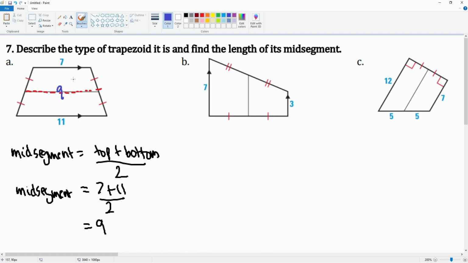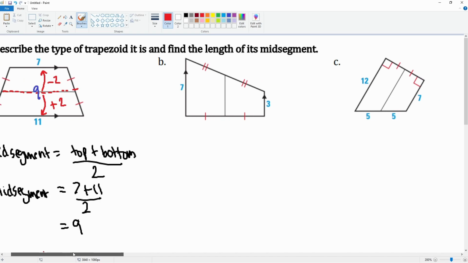There's an interesting way to think about this. What is the distance from 9 to 7? Well, we go up here, we minus 2. Same thing here, 9 to 11, we plus 2. Notice that the same distance here, okay?